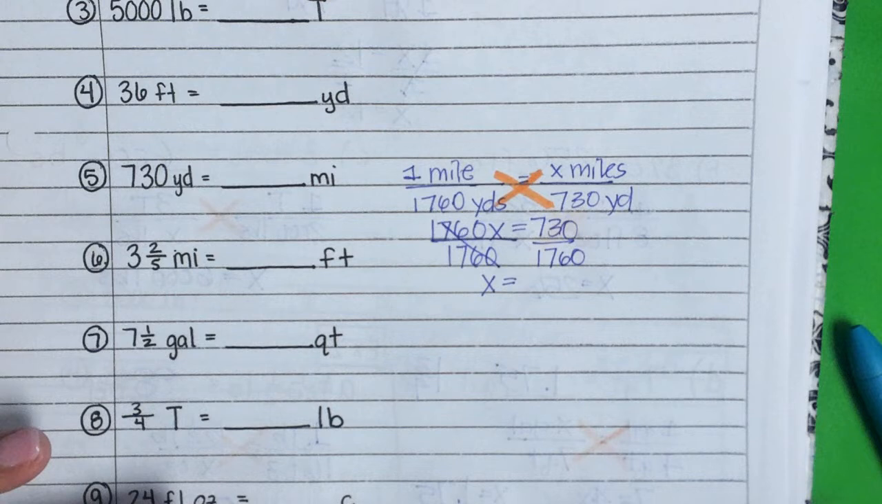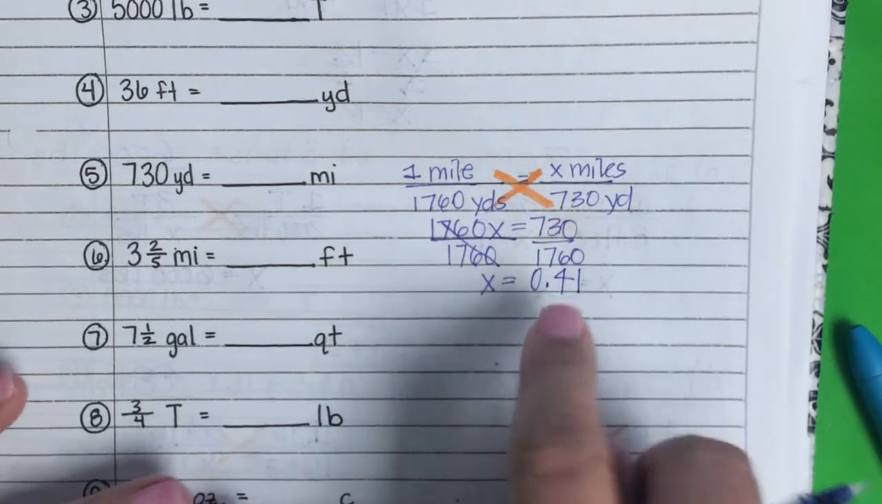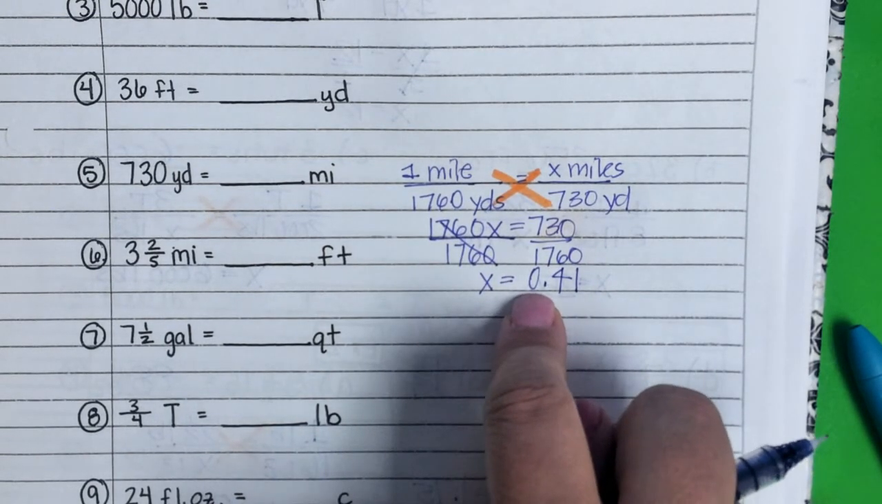I'm thinking we're going to get a decimal. Try it again. Do 730 divided by 1,760. There you go. Stop right there. So 0.41. Now, that's pretty close to a half, isn't it?